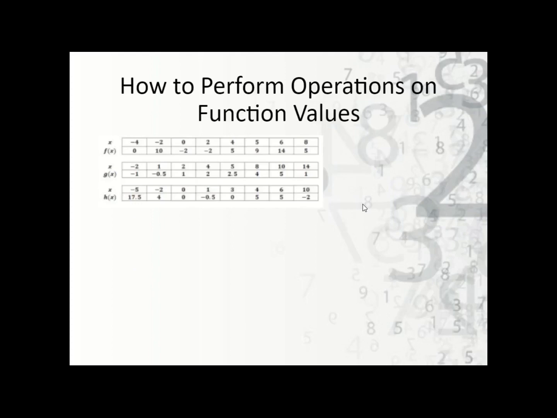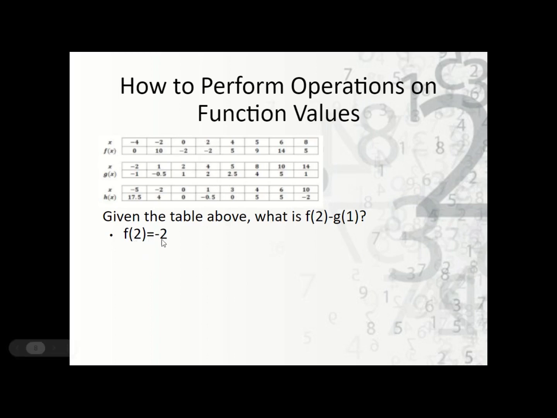Now, how do we perform operations on function values? So let's say, given the table above, what is f of 2 minus g of 1? What that means is we're going to find what f of 2 is and then subtract g of 1 from it. So f of 2, if we look at f of 2, we can see that the value here is negative 2. So when x is 2, y is negative 2. So we keep that there.